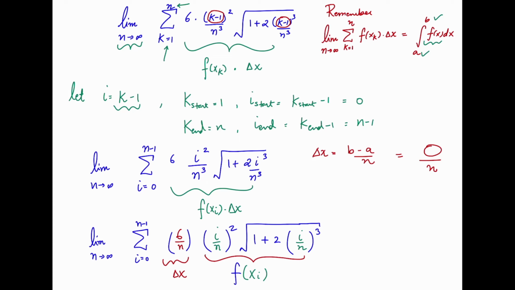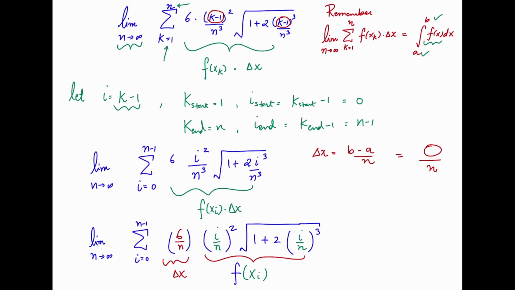But right now, when I put it like this, are you able to see and distinguish which portion of this summation is the delta x portion and which portion is the f of x of i portion? Can everybody see that? Okay, which is good.